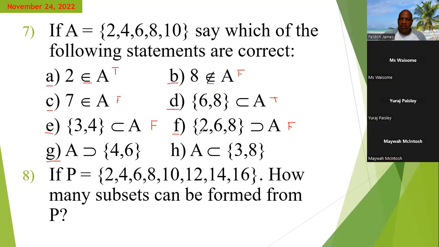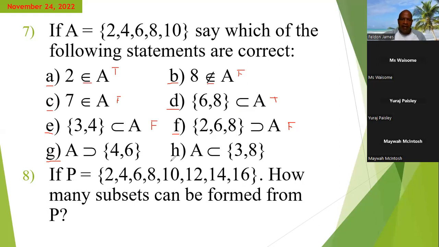Is that true? Does this set contain the set A? So that wouldn't be true. Well, it is turned like this. You are saying "is contained in." So you are saying 6 and 8 is contained in A, right? Which is the same thing as saying it is a subset of A. You follow?